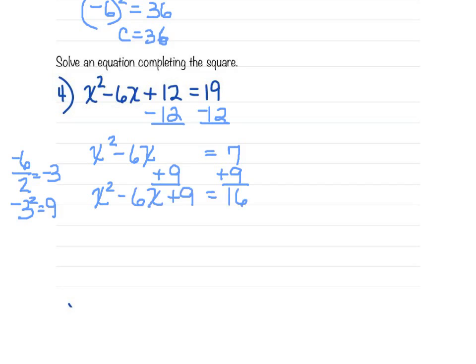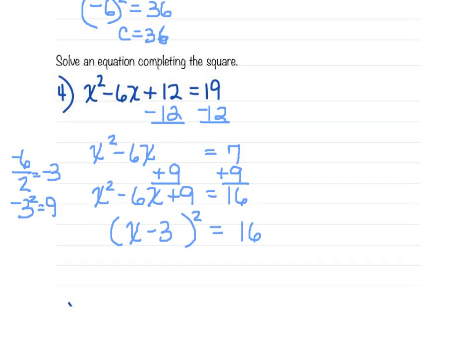Now let's factor the perfect square trinomial, which we know how to do through a pattern. It's x minus 3 squared equals 16. Now, in order to solve this equation, we need to isolate x. The first thing we have to undo here is the squaring. So let's go ahead and find the square root of one side, and whatever we do to one side, we have to do to the other.